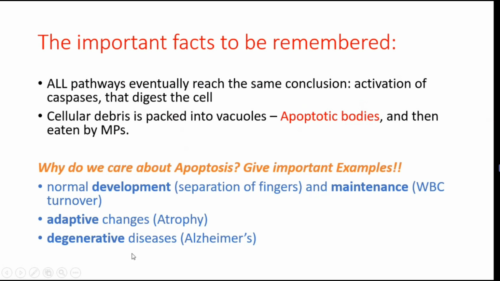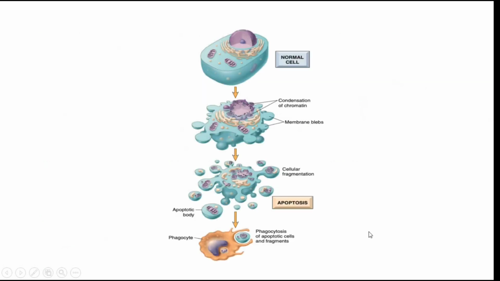Then it is also part of some pathological processes. For example, in the case of Alzheimer's, which is a degenerative disease of the brain. Hence, it is important, as well as the atrophy and adaptive changes of some organs. They experience apoptosis, and atrophy usually happens by the process of apoptosis. Hence, we care about apoptosis in pathology.